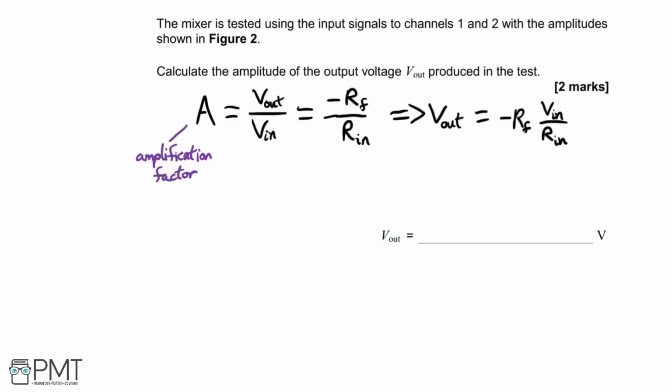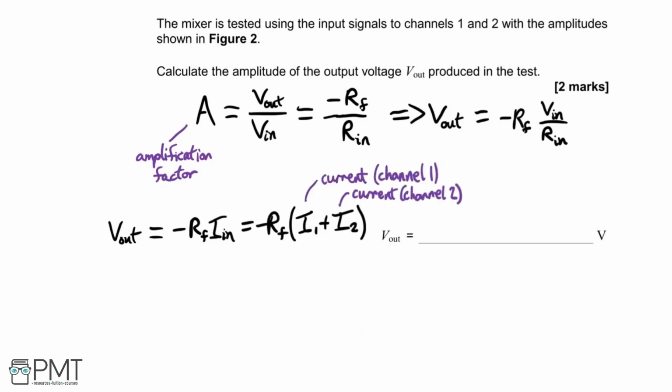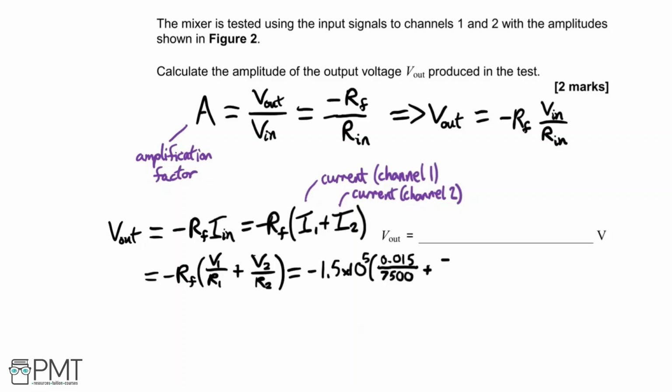So let's write this equation in another form. I1 represents the current from channel 1 and I2 represents the current from channel 2. We can then make substitutions. Instead of saying I, we can say V over R and use the values that are provided to us. Then we need to make those substitutions. And that gives us a value of 0.2 volts, which we can write into the answer space.